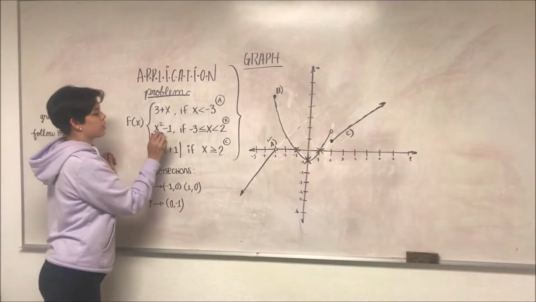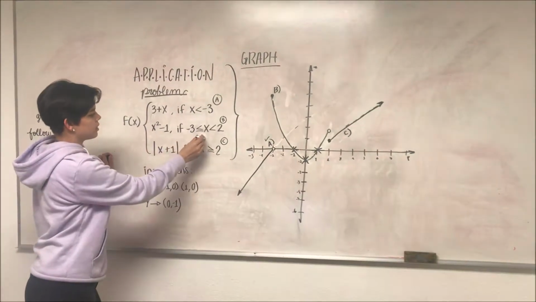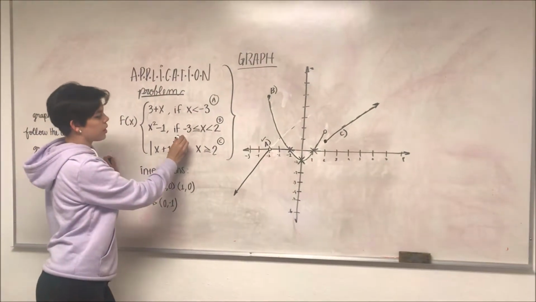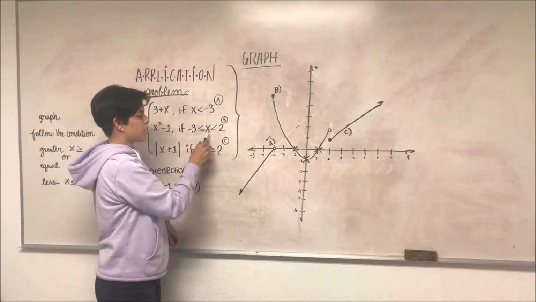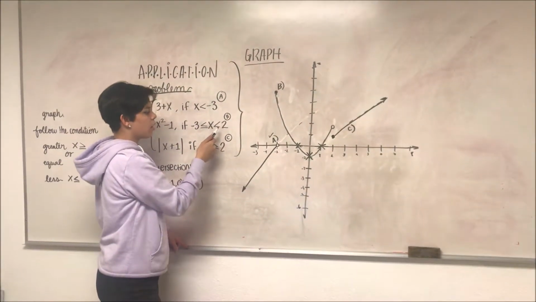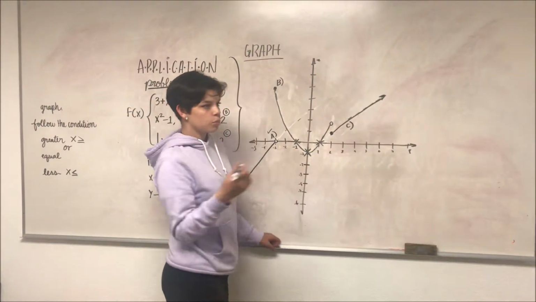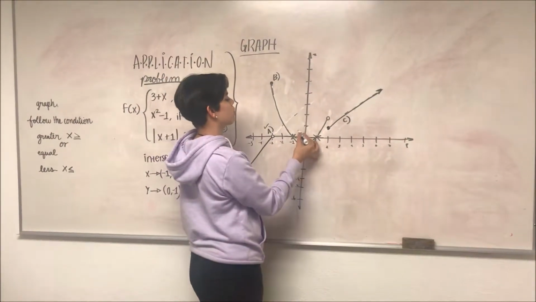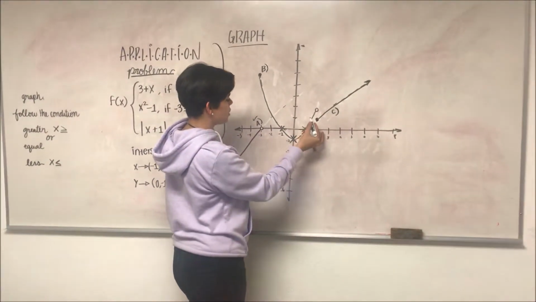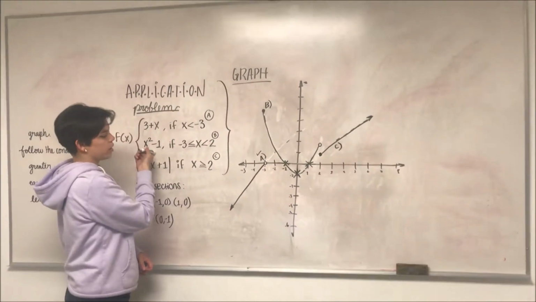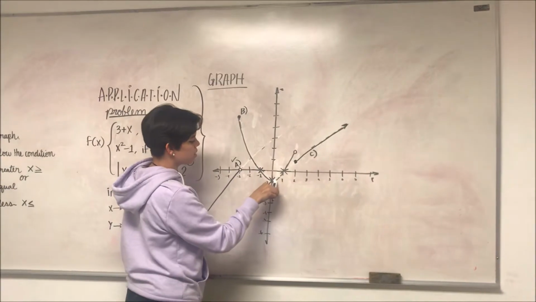which is x squared minus 1 if x is greater or equal to minus 3, and it has to be also lesser than 2. So here we have the parabola. Its initial points are 0, 0, minus 1, 1, and 1, 1. But since we went from minus 1, it went down one space.